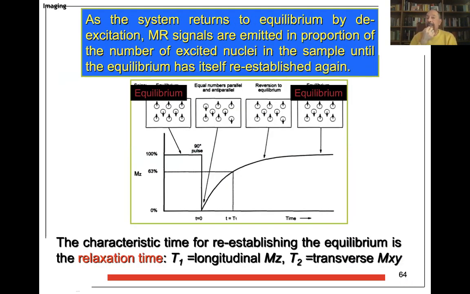So that's essentially what happens. After the pulse, as the system returns to equilibrium by de-excitation, MR signals are emitted in proportion to the number of excited nuclei in the sample until the equilibrium is reestablished. Now, this time is called the relaxation time, and is divided into longitudinal T1, which is in the direction of the magnetic field, and the transverse, which is in the plane perpendicular to the direction of the static magnetic field.